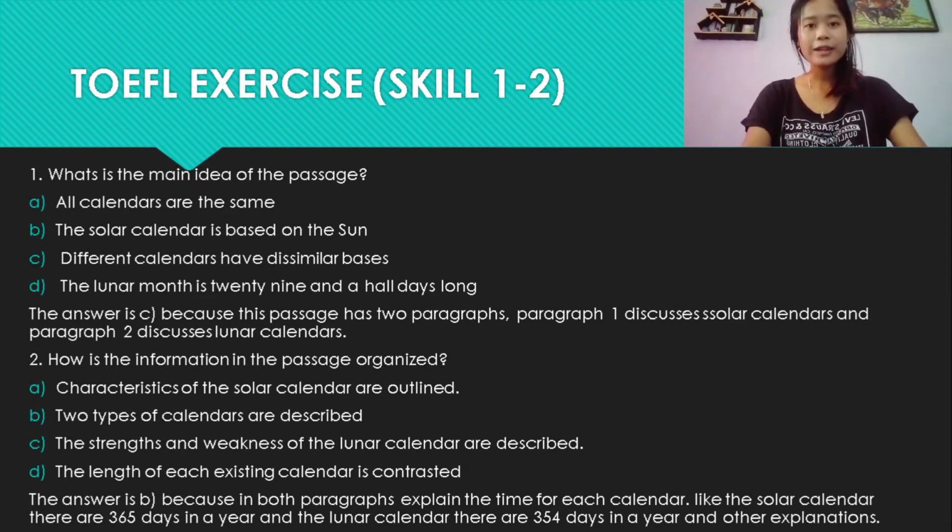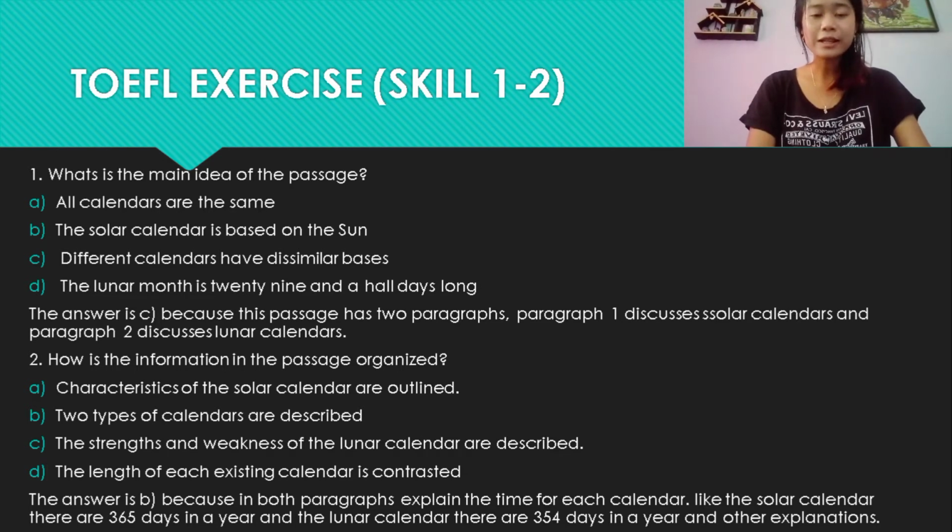2. How is the information in the passage organized? A. Characteristics of the solar calendar are outlined. B. Two types of calendars are described. C. The strengths and weaknesses of the lunar calendar are described. D. The length of each existing calendar is constrained.